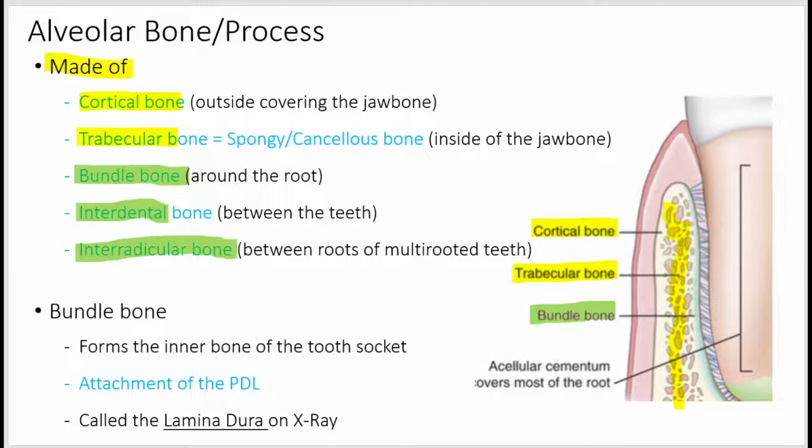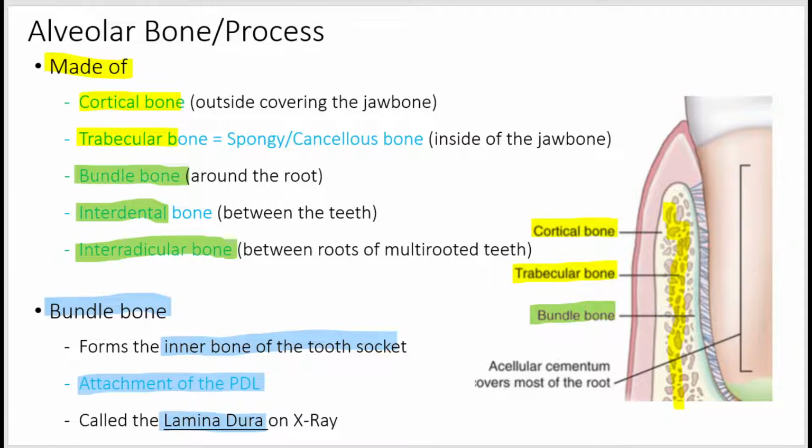We have a little bit more notes about the bundle bone. So the bundle bone, as we said, forms the inner bone of the socket, as we saw here. It is the place where the periodontal ligaments attach. And when you view it on an x-ray, you'll see it really clearly. There's a radiopaque lining of the surface that we call the lamina dura on the x-ray.